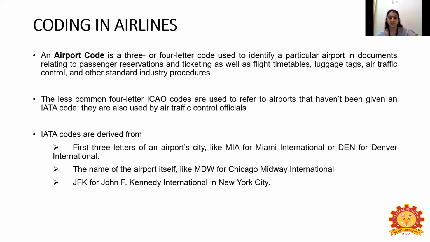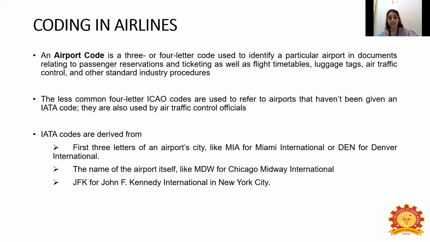New York is a city, and the city code would be NYC, whereas the airport, John F. Kennedy International, is JFK. Similarly, they started giving codes. Even in Chennai, previously we had Madras, so MAA. Like this, the codes were derived based on convenience.